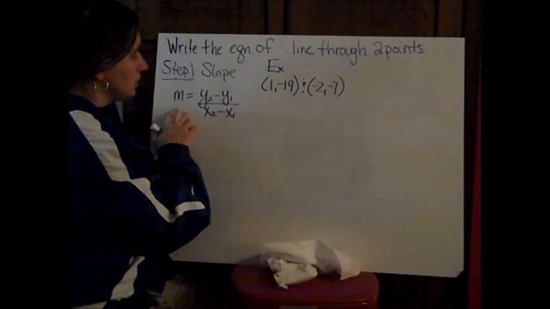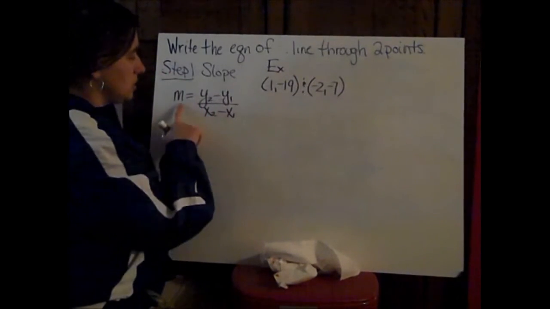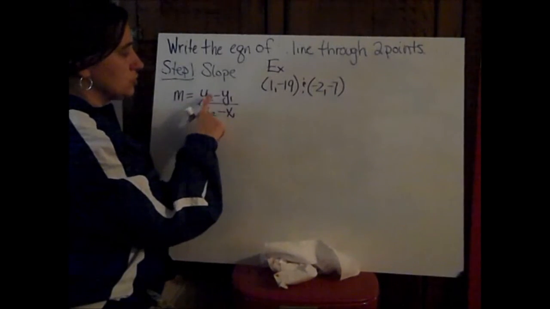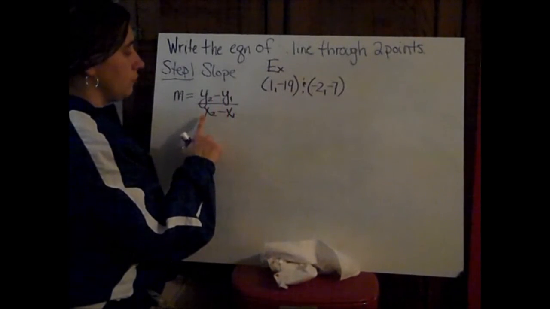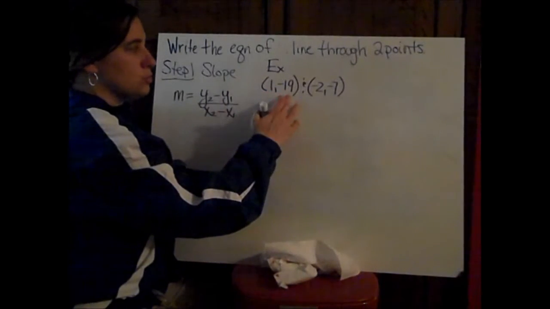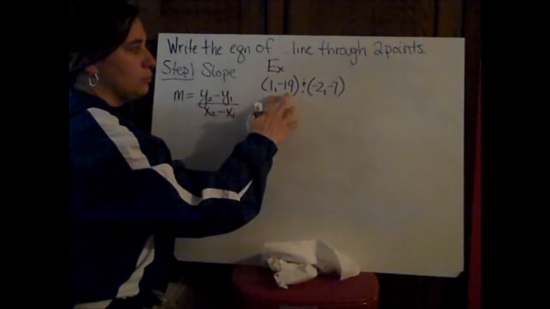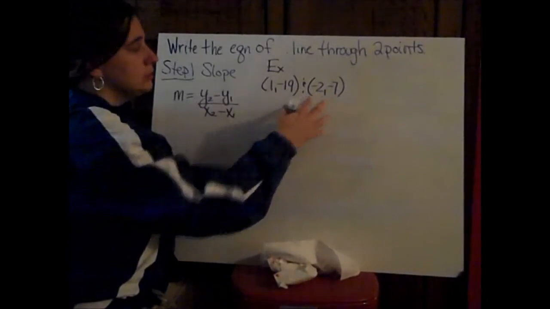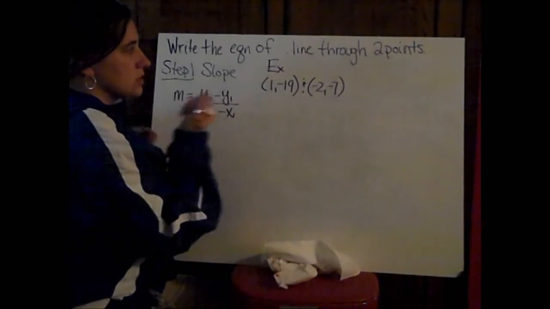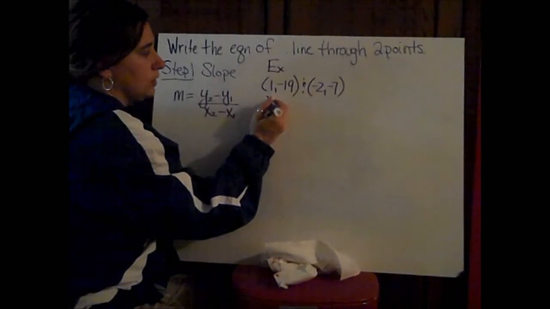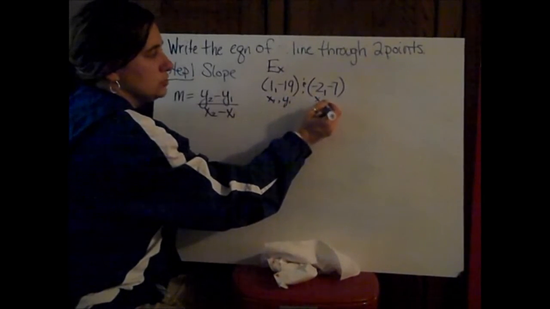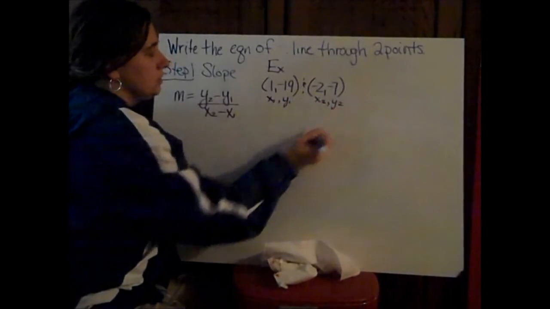So our equation, and it's also on your reference sheet, your equation is m, which is slope, equals y2 minus y1 over x2 minus x1. Now, it doesn't matter which one you assign, x1, y1, x2, y2, just as long as you stick with that. So let's go ahead and call this x1 and this y1. And this will be our x2 and this will be our y2.